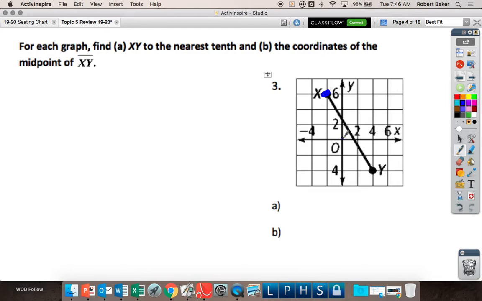So if you start at the origin, you go negative 2 back and positive 6 up. X is at the location -2, 6. Y is at the location over 4, down 4, because this graph is counting by 2's. So I'm going to do the exact same thing I did on the first two problems. I'm going to use the distance formula to find the length of x and y.